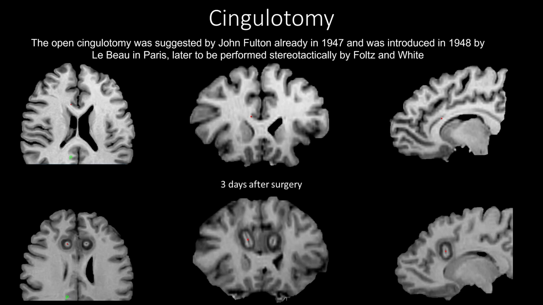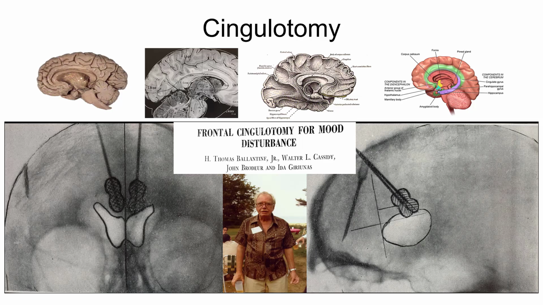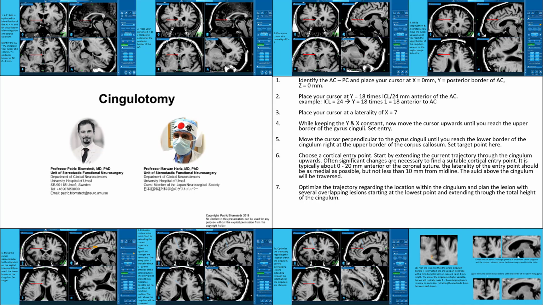If we start with the cingulotomy, then the open cingulotomy was suggested by John Fulton already in '47 and introduced in '48 by Le Beau in Paris, later to be performed stereotactically by Foltz and White. But it is most well known thanks to the work of Ballantine. Different targets have been used by different surgeons along the cingulum. If you would like to have more detailed information regarding this procedure, then please consult the lecture on cingulotomy.